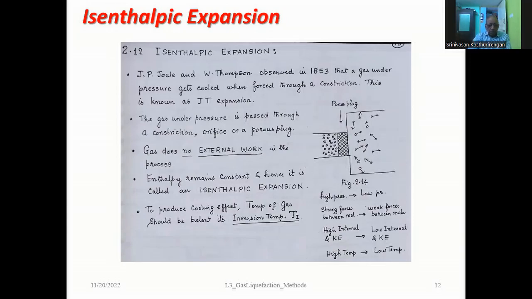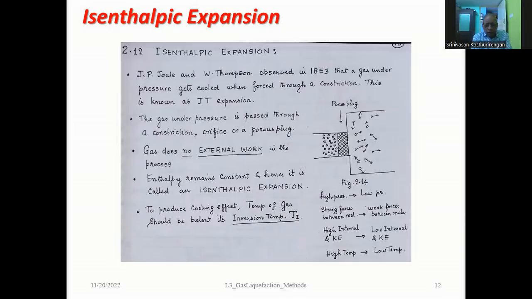You know what is enthalpy? Enthalpy is H is equal to U plus PV. Okay, the gas under pressure is passed through a constriction or an orifice or a porous plug. The gas does not perform any external work in the process. It is only an internal work that is done by the gas. The enthalpy is supposed to remain constant in an ideal process, and hence it is called an isenthalpic expansion. Now, to obtain the cooling, the temperature of the gas should be below its maximum inversion temperature.